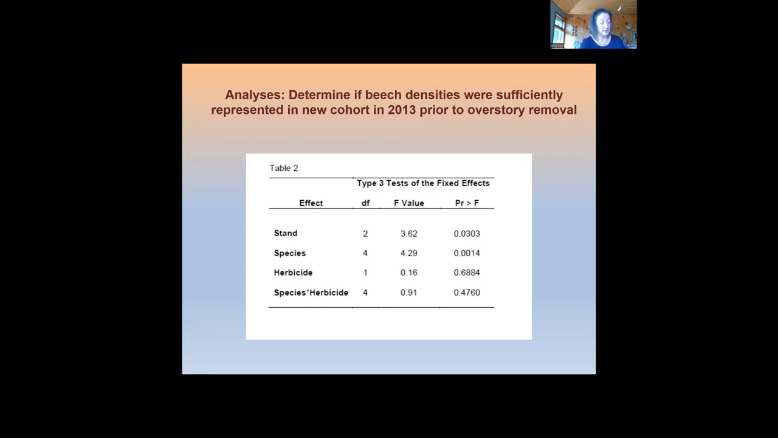But in 2013, seedling data from each subplot were averaged by species to account for variance within the larger subplot surrounding the entire tree. The tests for the fixed effects indicated significant species effects for 2013, but no significant effect for herbicide treatment or species and herbicide interaction. I just want to point out that the species comparison here is all species on treated and untreated plots, not just beech. And then the three stands were compared to look for differences. So there was variation among the stands, and there was variation among the species composition 8 years later.